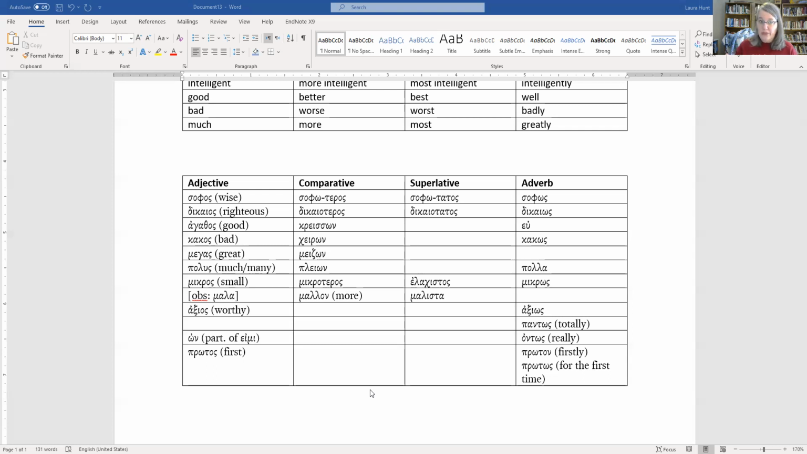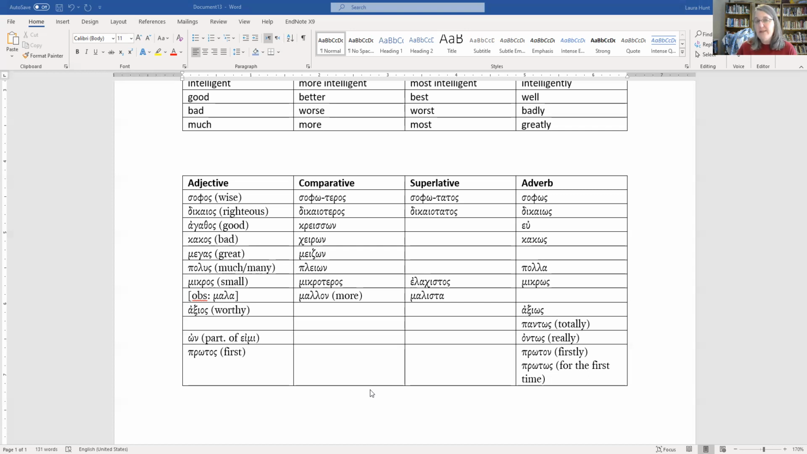Okay, so same with righteous. We have dikaios, dikaiotoros. Here, because the root ends in a diphthong, we add the omicron. So dikaiotoros, dikaiotatos, and then the adverb is dikaios. Then we have some that don't quite match the patterns. We have agathos, which is good, but instead of better, we have kreison.